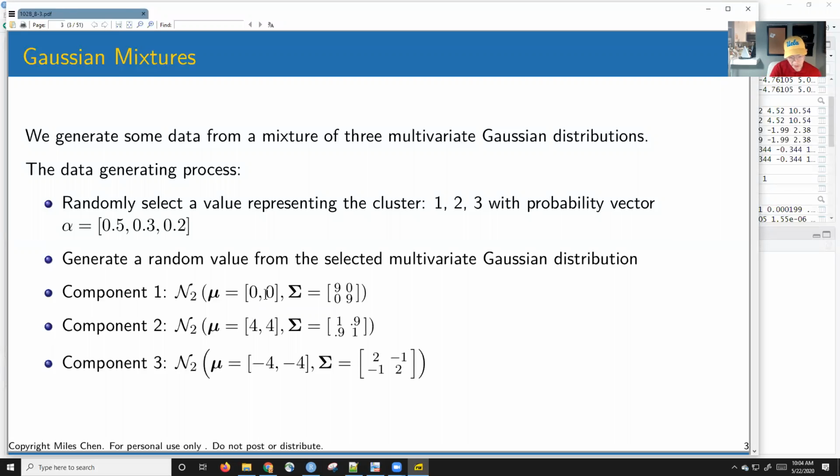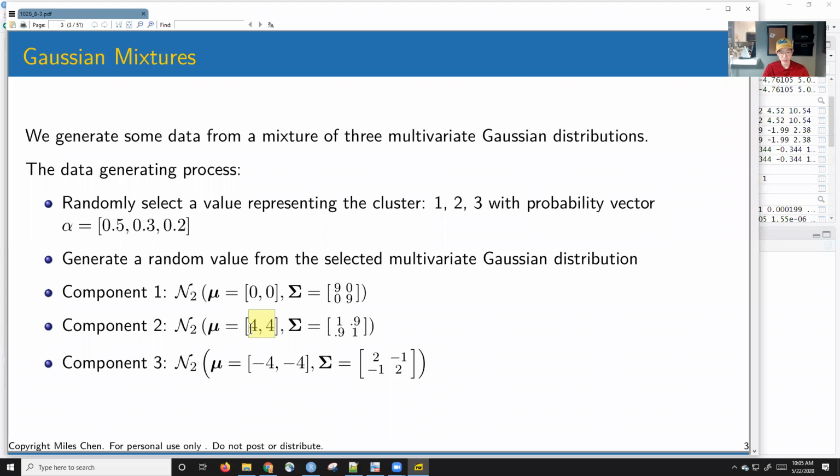Okay, so I've got one distribution that's centered at 0, 0, and has this variance matrix, and then component 2 is centered at 4, 4, and has this variance matrix. Notice this one has high variance, but the components are independent. So we're going to get a big circle of points centered at 0, 0, and this first component accounts for about half of our data points. Of course it's random, but we would expect something around there.